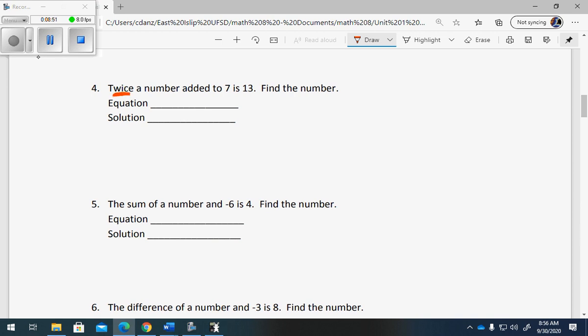Twice, that means 2 times something. What do I have to twice? I have to twice a number. Twice, I gotta read it carefully. Twice a number added to 7 is 13.